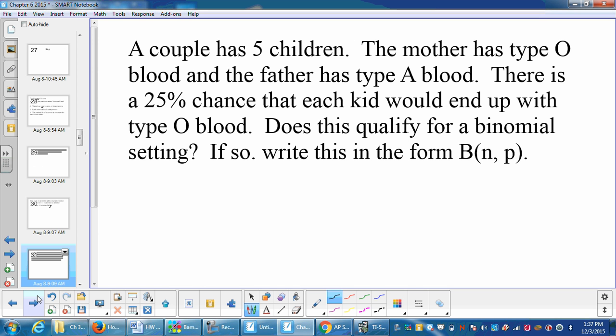We'll go through a couple like this. For example, if a couple has 5 children, the mother has type O blood and the father has type A blood, there's a 25% chance that the kid will end up with type O blood. Is this a binomial setting? Well, let's assume that each kid is independent. There's a fixed number of trials. We'll assume that the probability is 25% for each kid. And our success here is they have type O blood. Our failure is anything else. So we're going to write it in the form of a binomial with 5 trials, and the probability of success is 0.25.